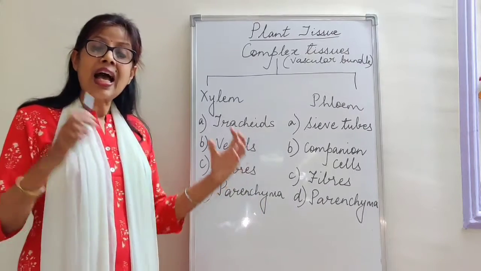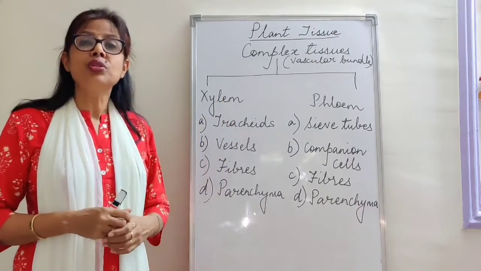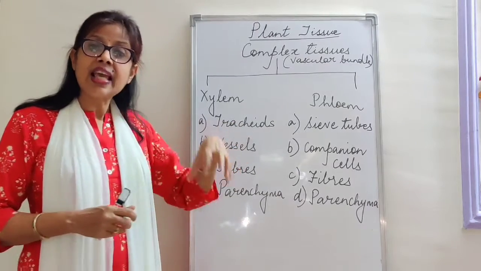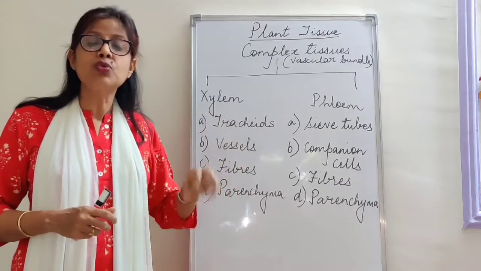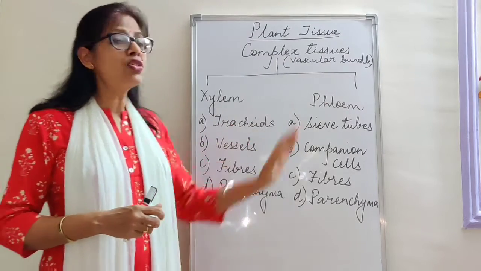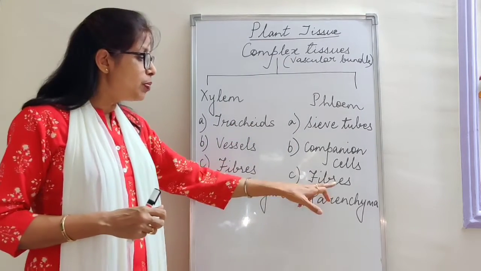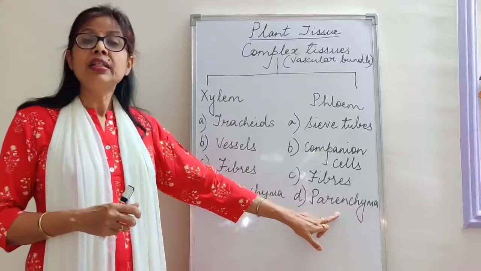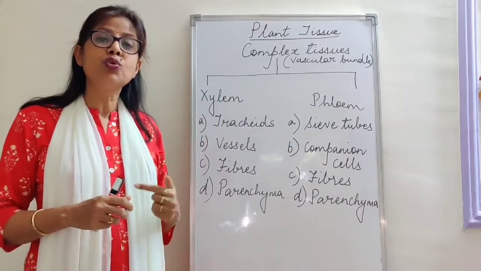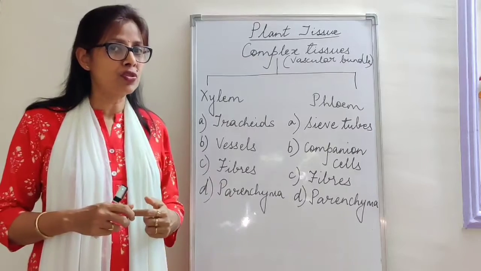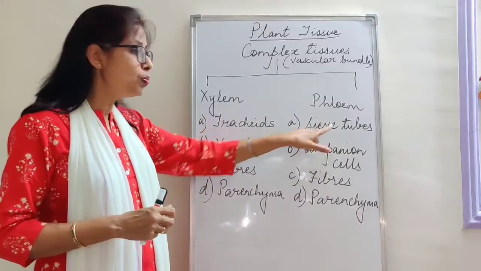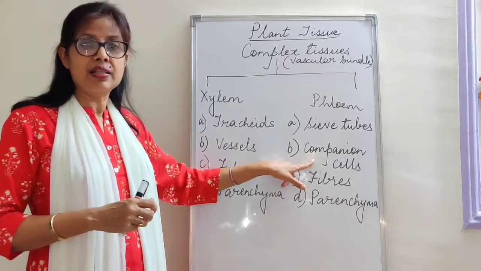The pipe might burst, so to give support to the pipe, the fibers are there as a supporting tissue. Parenchyma are there as tissues giving food, and mainly the tracheids and the vessels carry the water from the roots to the leaves. Similarly, in case of phloem, the fibers and the parenchyma give support to the tissue which conducts food from leaves to different parts of the plant. The food is conducted by the sieve tubes and the companion cells.